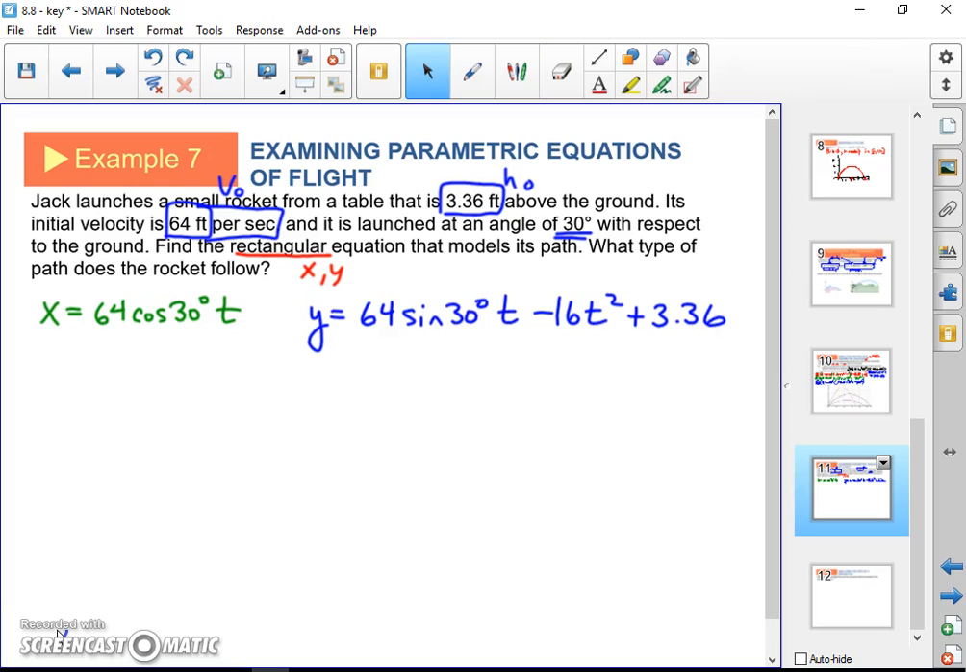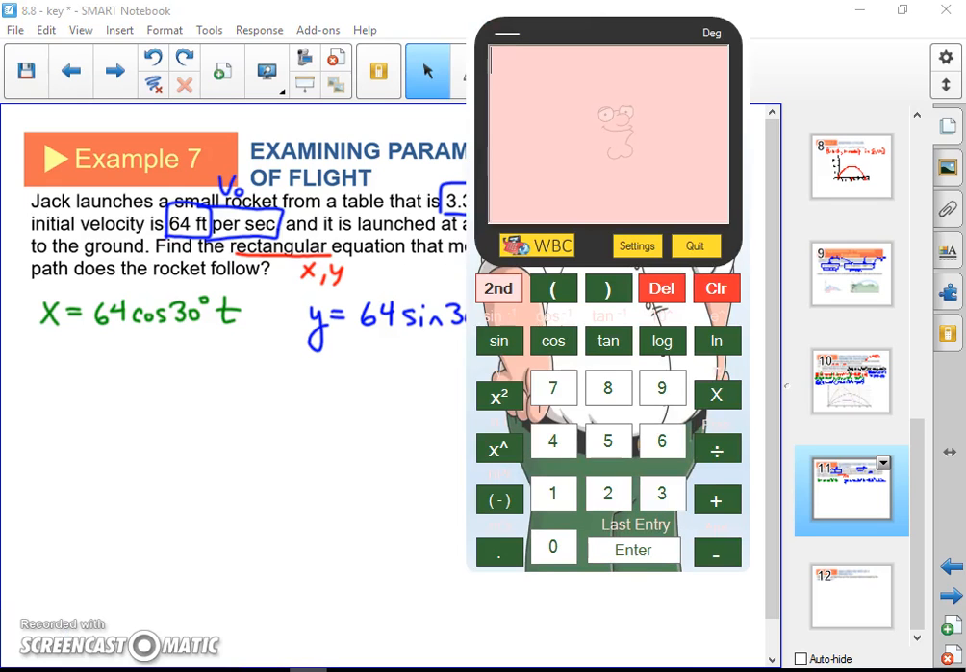What I would recommend you do is probably just type that 64 cosine 30 in on a calculator. We're going to get some square roots and some crazy looking decimals, so let's just change it to decimal to make our lives easier. 64 cosine 30 is 55.425 basically. I'm going to round off to about 4 decimal places.